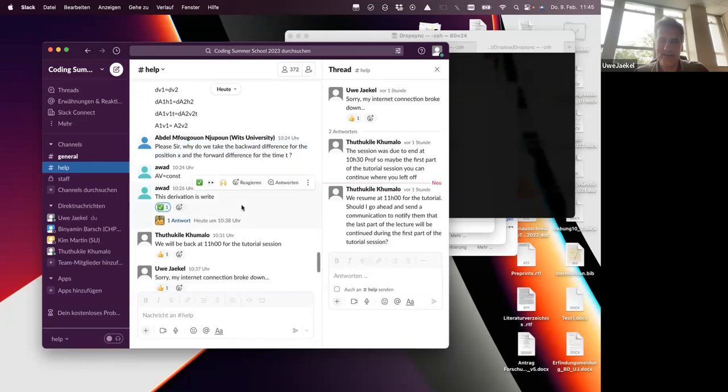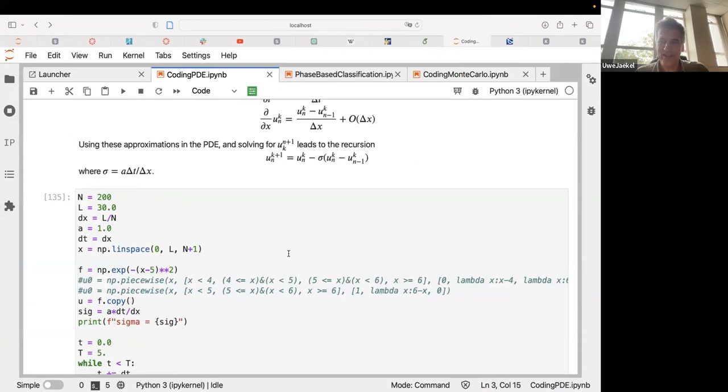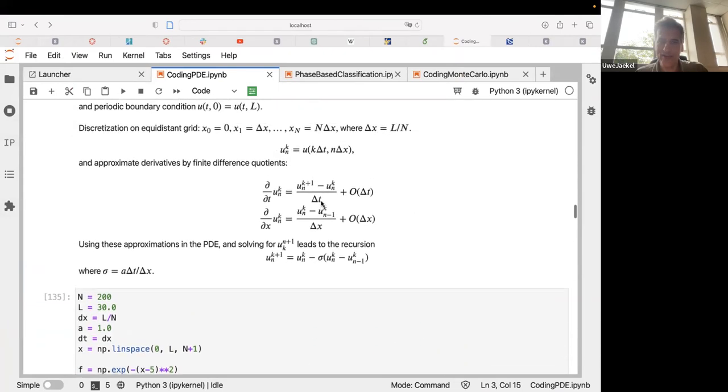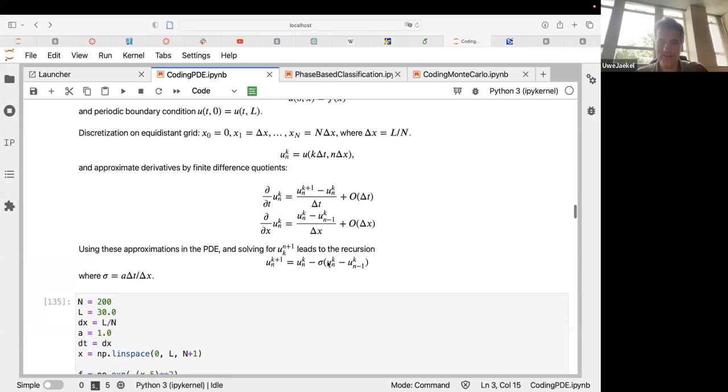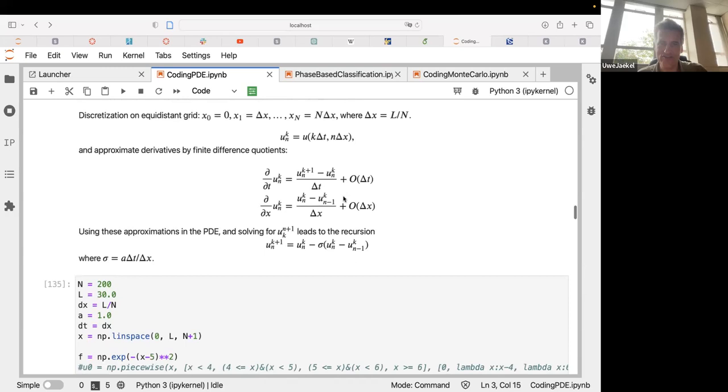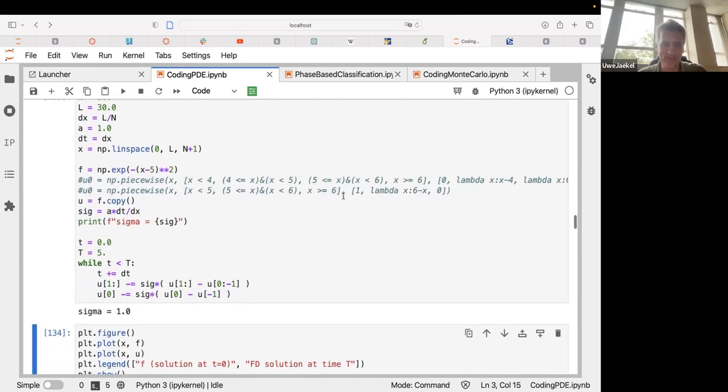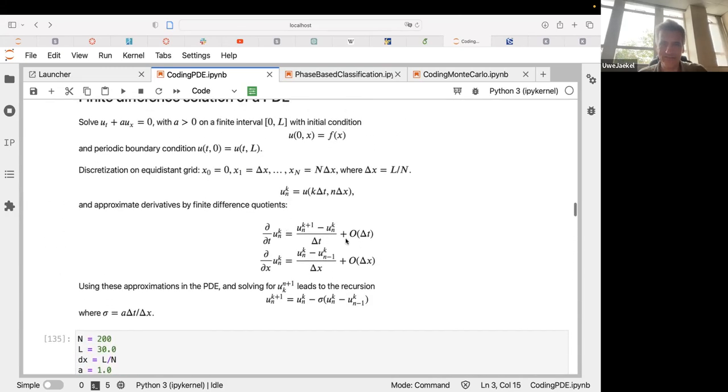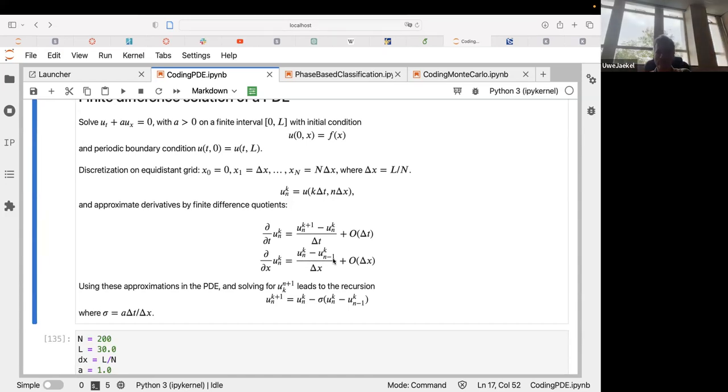And the answer is, let's assume that we take a forward difference in position. What would be the forward difference in position? That means that we go here from u_k^n plus 1 minus u_k^n. That would be the forward difference in the position.